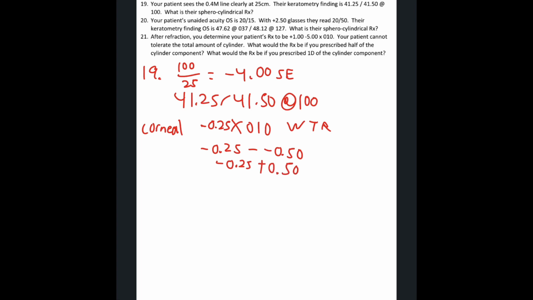If we do all of that, our math leads us to an answer of plus 0.25, axis 10. The problem with this is we don't keep our cyls in plus. We always use minus. So to go from a plus cyl to a minus cyl, you take the symbol, plus, and flip it to minus. We keep the same cyl number, and we just flip the axis by 90 degrees. And so if we add or subtract 90 from 10, we get axis 100.